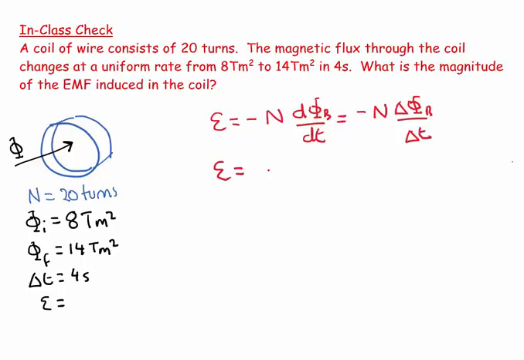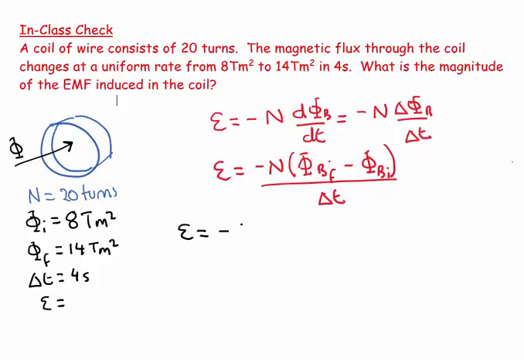And we can say my EMF is equal to minus N. And we can even break this up and say, oh, it's going to be phi b final minus phi b initial. The final flux minus the initial flux through the coil multiplied by the number of loops in the coil divided by delta t. And so now I can start putting some numbers in, and I say, well, my EMF is equal to minus 20, and then it's going to be 14, that's the final flux, minus 8, which is the initial flux, going through the coil over 4 seconds.